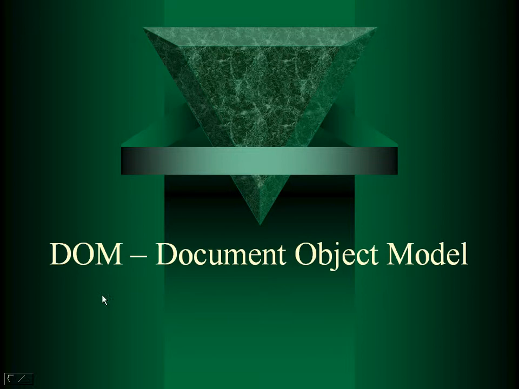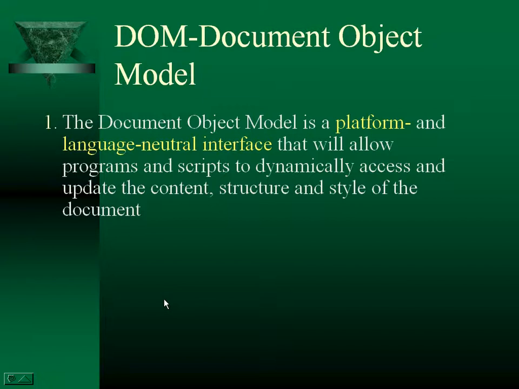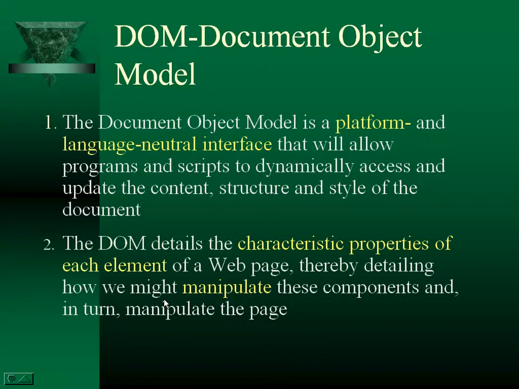In this session we are going to discuss the document object model. The Document Object Model (DOM) is a platform independent and language neutral interface that will allow programmers and scripts to dynamically access and update the content, structure and style of the document. The DOM details the characteristic properties of each element of a web page, thereby detailing how we might manipulate these components and in turn manipulate the page.